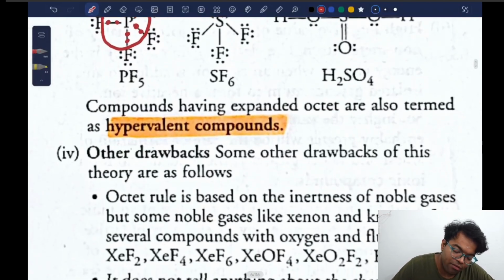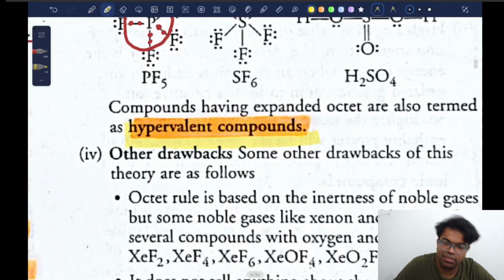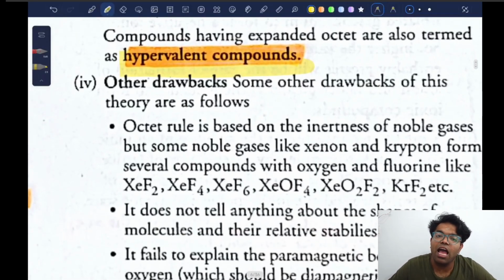Compounds having expanded octet are termed as hypervalent compounds. Please remember this term, hypervalency. Hypervalency means having the ability to have more than 8 electrons in your valence shell. That is known as hypervalent. Some other drawbacks of this theory are as follows.